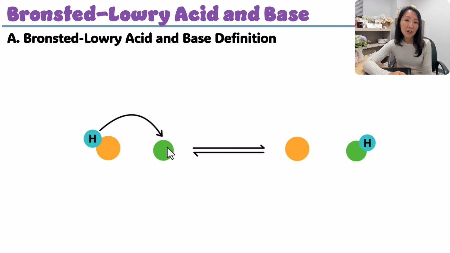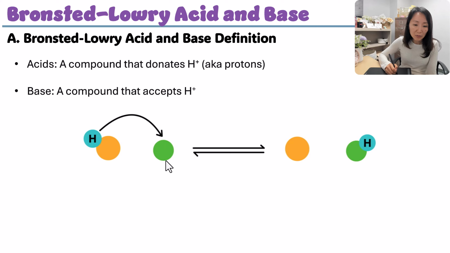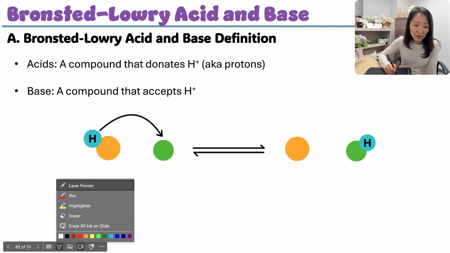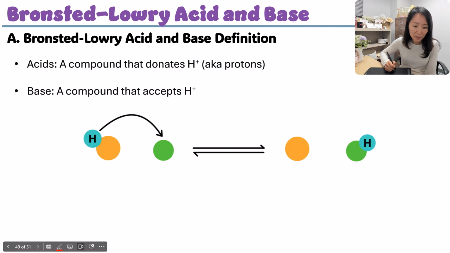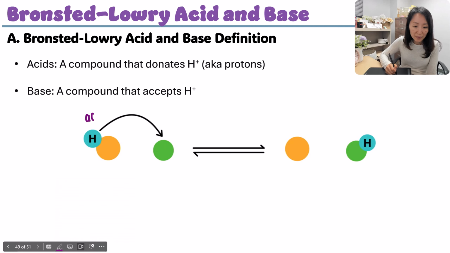This definition, or the Bronsted-Lowry acid-base definition, says that acids are compounds that have the ability to donate the H+, also known as the protons, and the compound that accepts the H+ would be the base. So again, this would be the acid, because it's going to donate the H, and this would be the base.